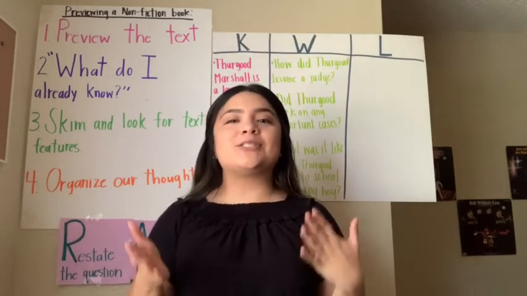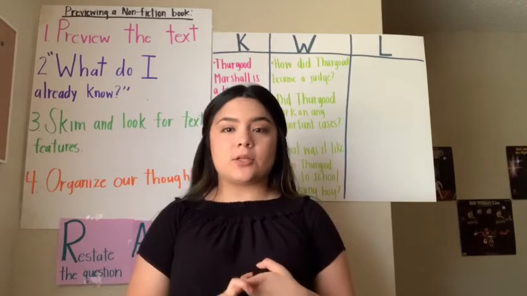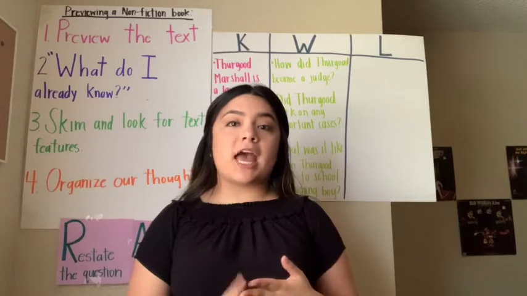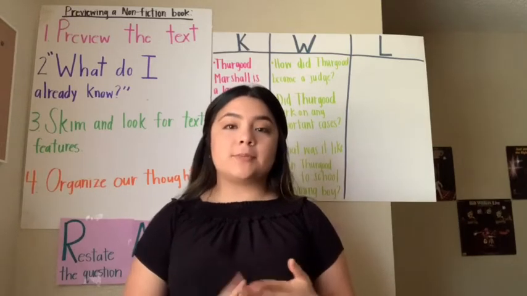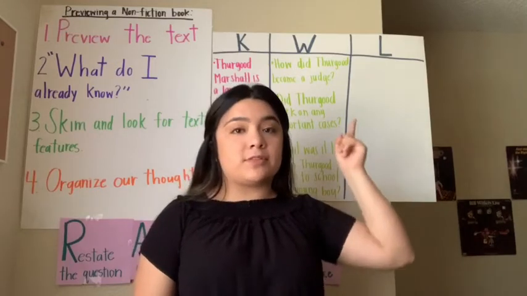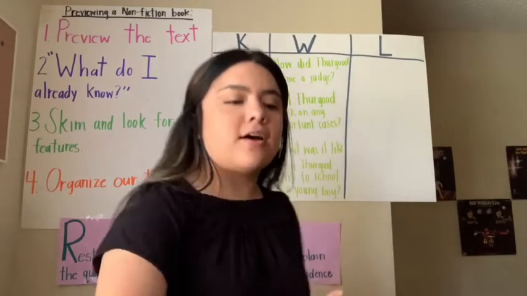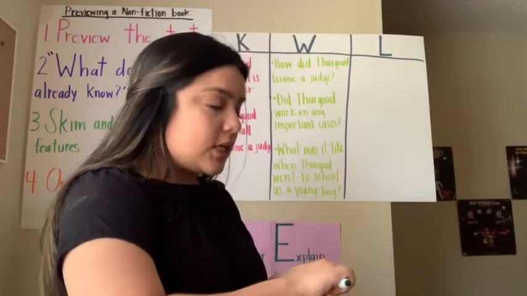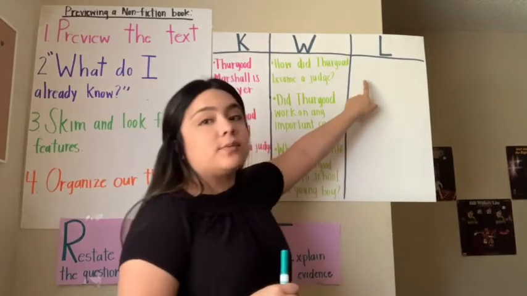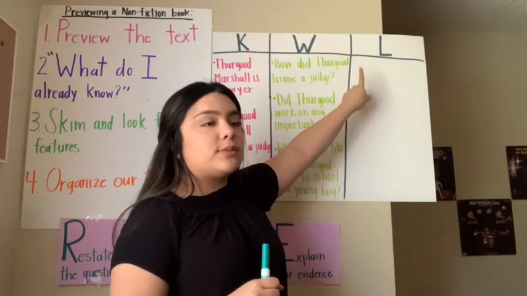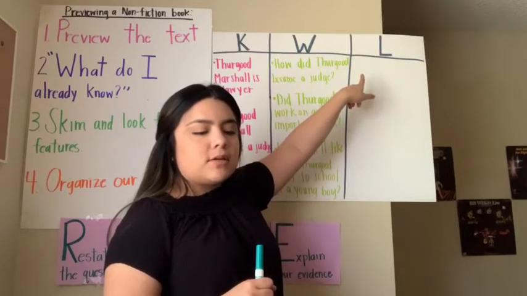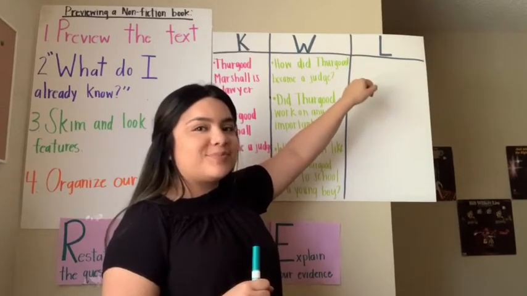What Thurgood Marshall did was he was a lawyer, he was a civil rights leader, and he was the first African American justice on the Supreme Court. So right now, let's go ahead and put that down on what we've learned. Got it? All right. So we already put down that we know he was a lawyer. So we're going to put down that he was a civil rights leader and that he was the first African American justice on the Supreme Court. Got it? Awesome.